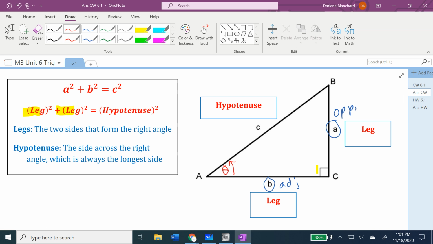But if I decide to use this angle here, and I'll put alpha, when I'm using that one, that changes who is opposite and who is adjacent for the legs. Now, opposite that angle is side B, adjacent is side A, where A and the hypotenuse make angle alpha. When I was working with theta, side B and the hypotenuse made that angle.